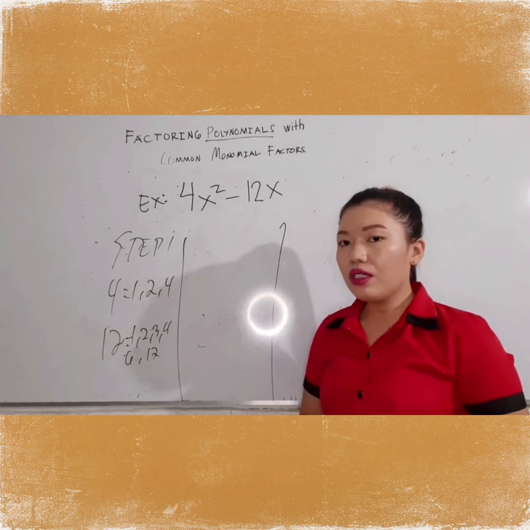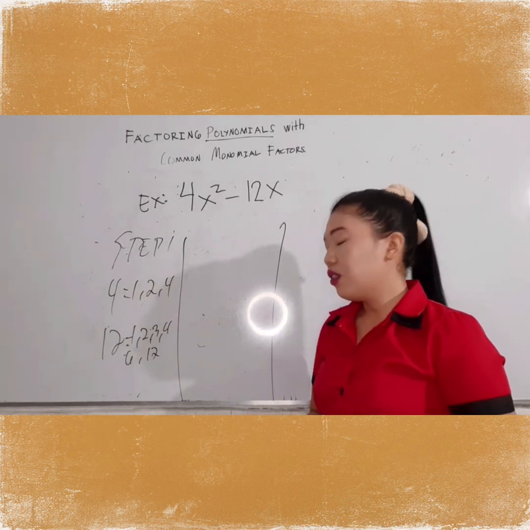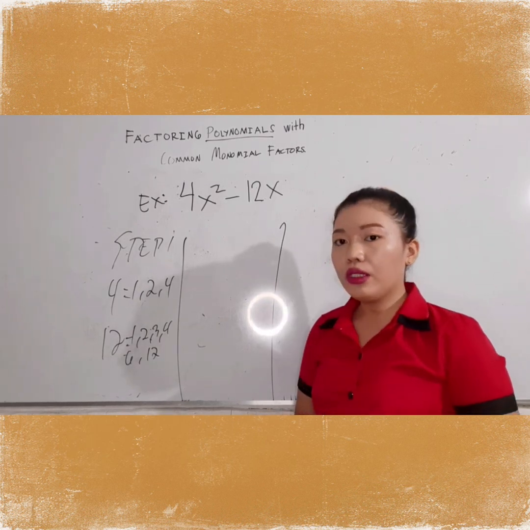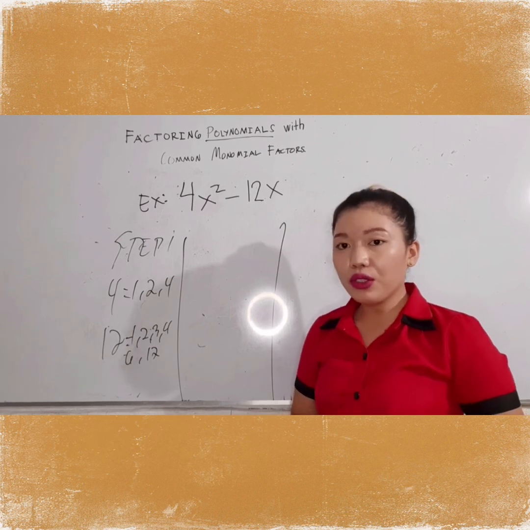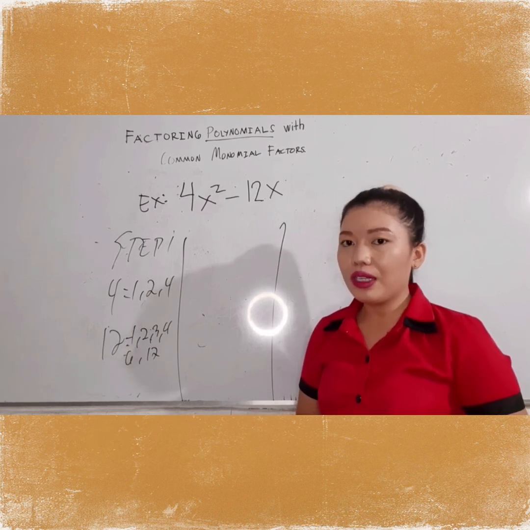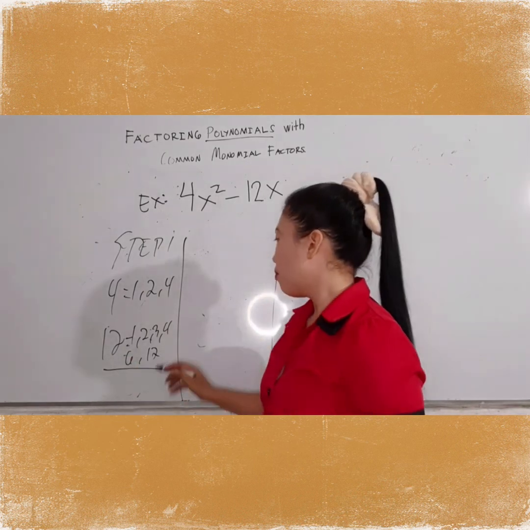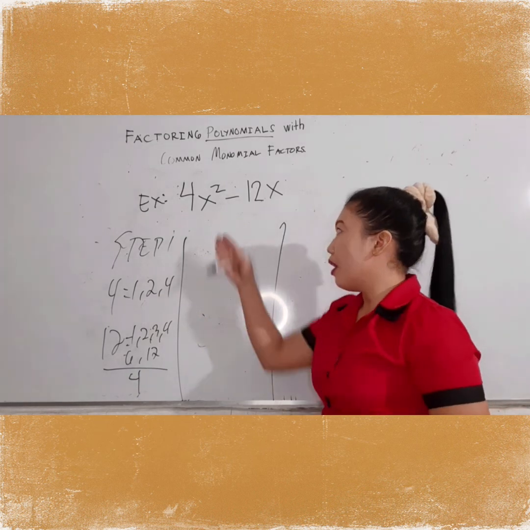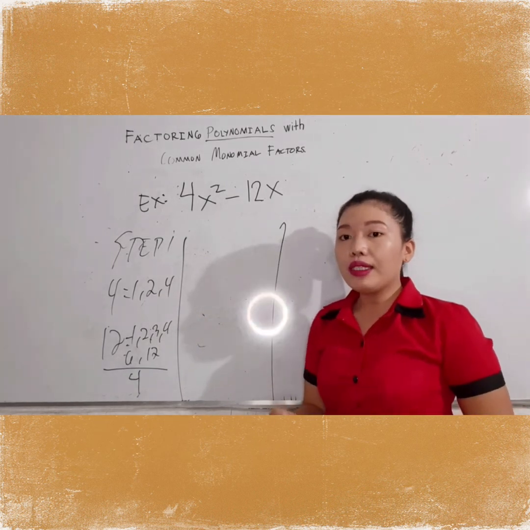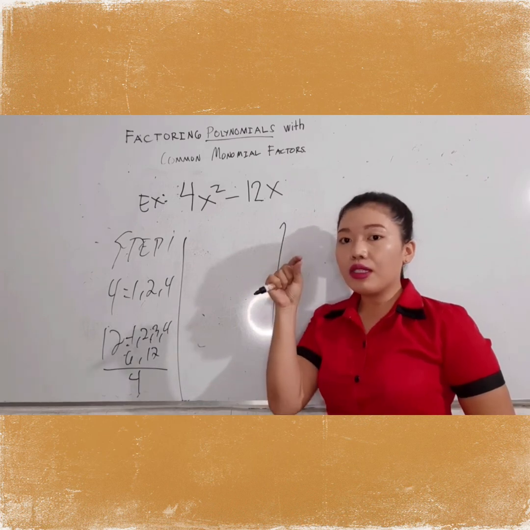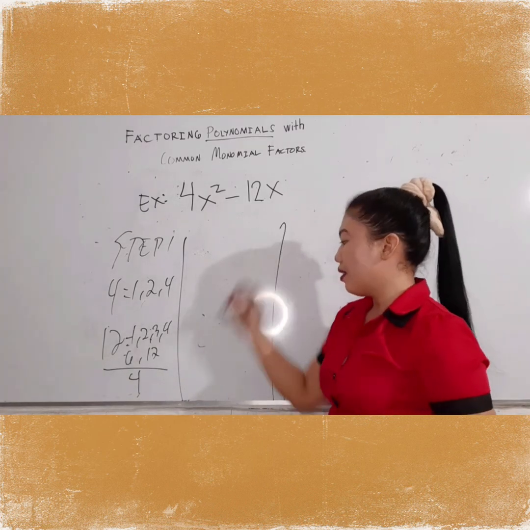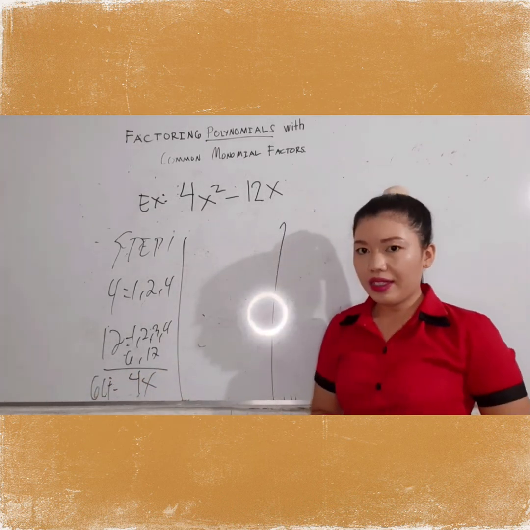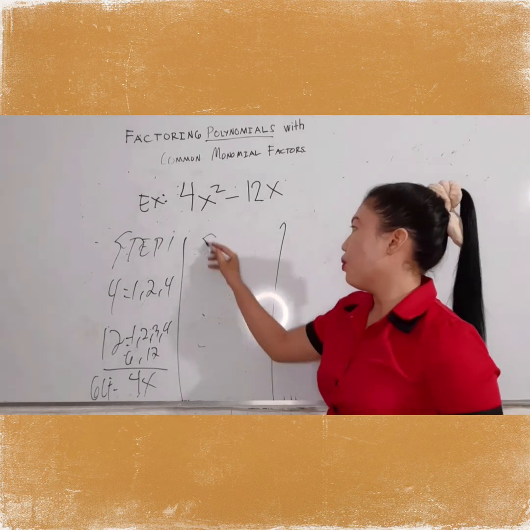Now, what is the common factor? The common factors of 4 and 12 are 1, 2, and 4. But what is the greatest common factor? Yes, very good. That is 4. Since we have two variables, the x squared and x, we will get the variable with the smallest degree, and that is x. So our GCF now is 4x. Let us proceed to our step 2.